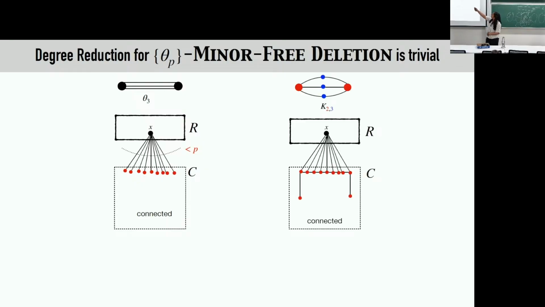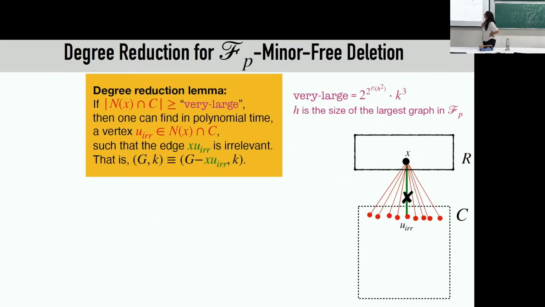But on the other hand, if I was doing a K2p minor free deletion, then it's not clear. Like x can still have a large degree. This is a component. We don't know how to get a K2p model. So the point is that going from theta p to K2p, it at least posed a serious challenge, even though it's just a subdivision. Right? Okay.